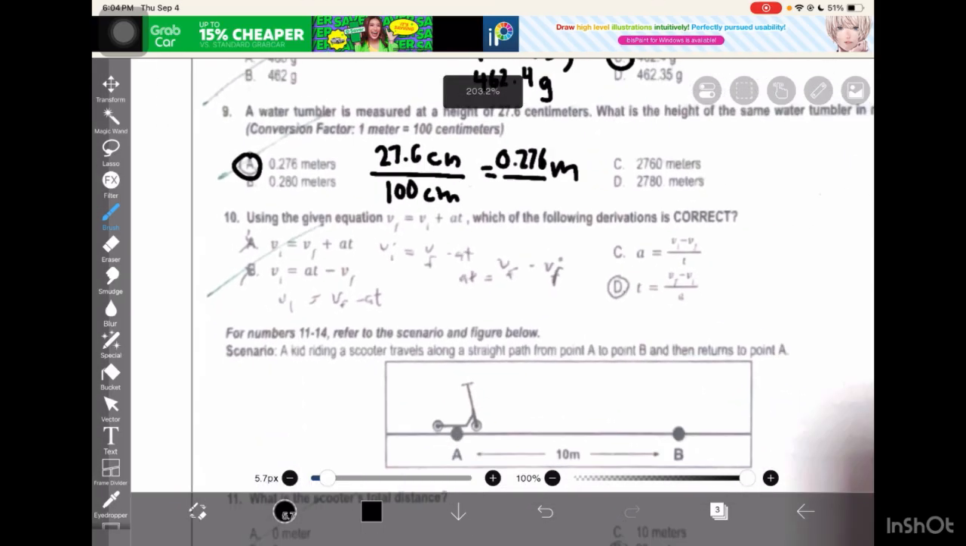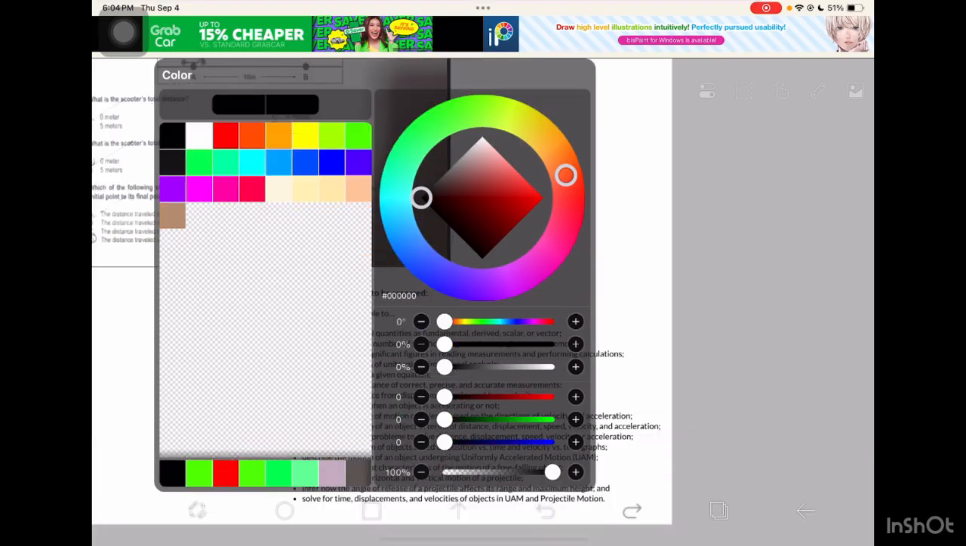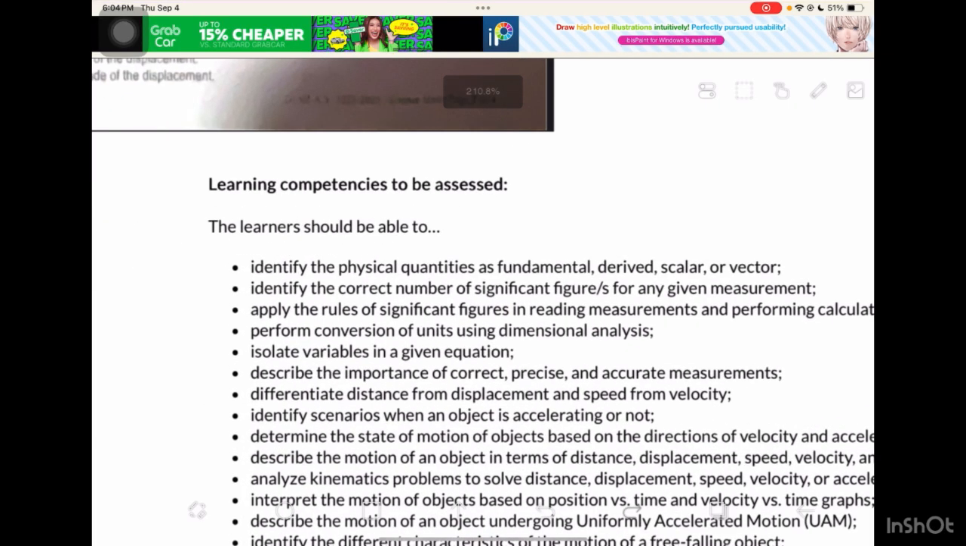All right. Oh, I just realized I forgot to highlight the green one.